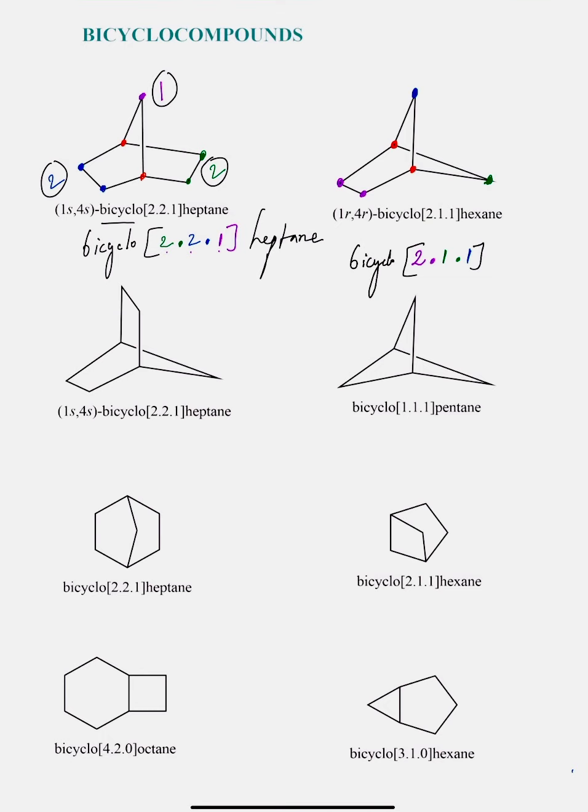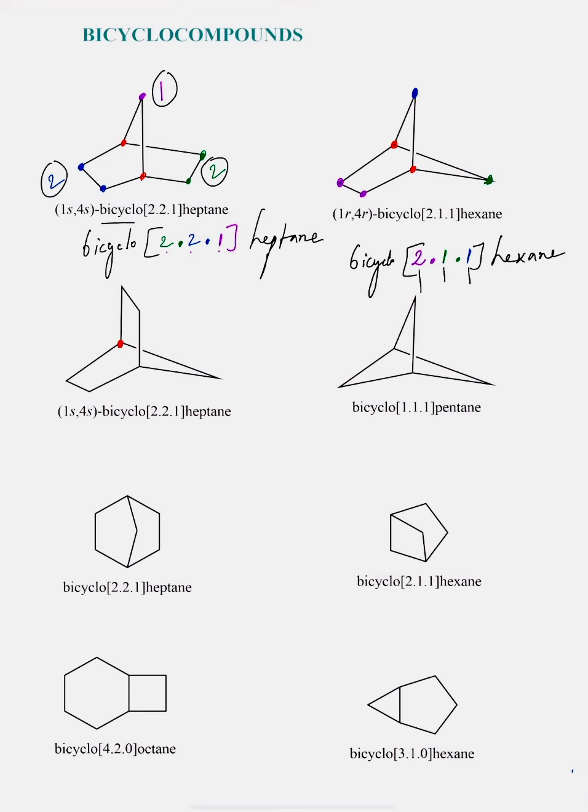and I end the name with the suffix which includes all the carbons. So how many carbons do I have? 2 plus 1 is how much? 2, 3, 4 plus the 2 bridgehead carbons, 6. That's why the name hexane. What about this next structure? The same principle.